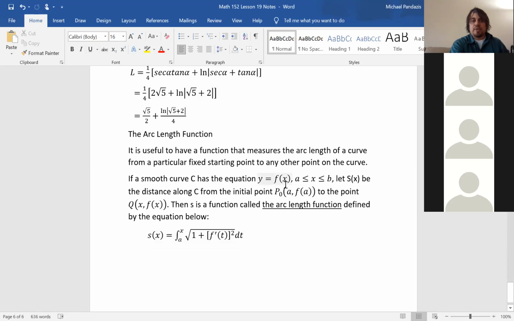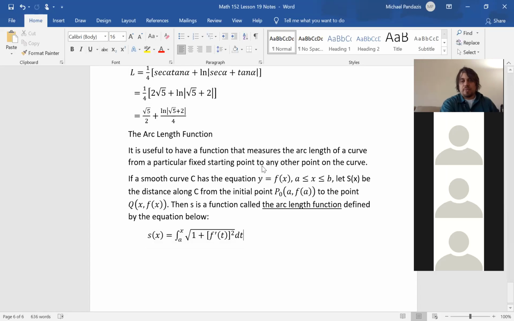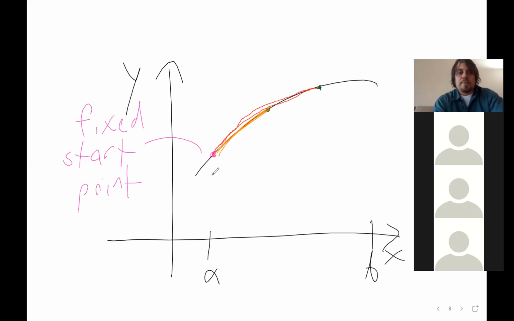In the picture, we have initial point P naught and we have Q. So in the previous picture here, this is P naught, a comma f of a. The x value of the initial point is a, and then f of a is the y value of that point. The height of the graph at a is f of a, that's the y coordinate of the point.